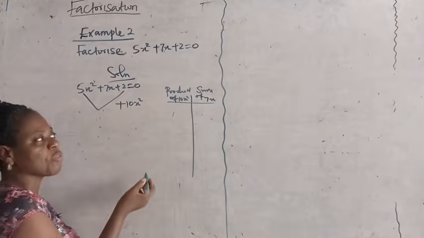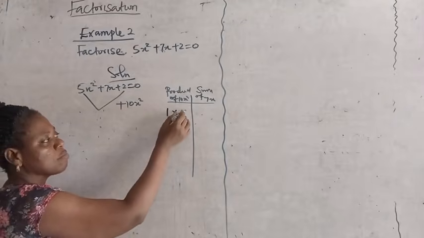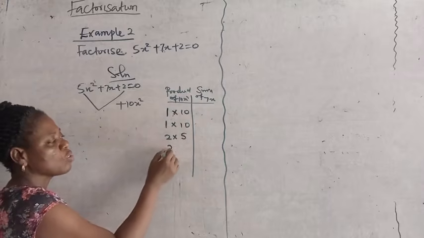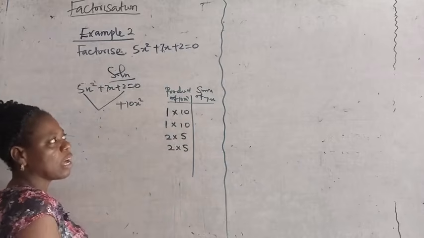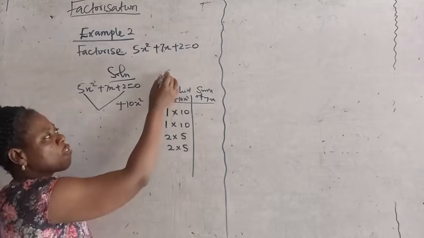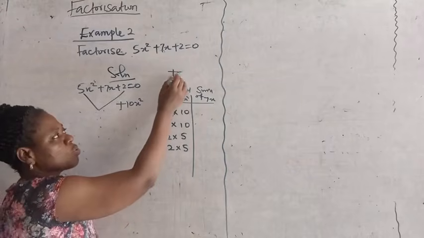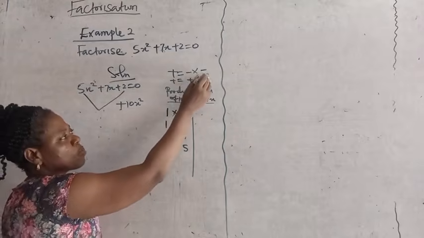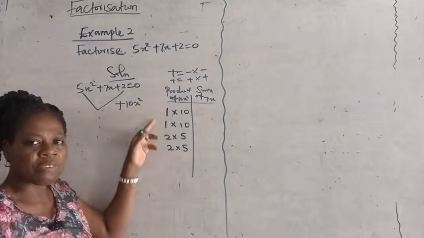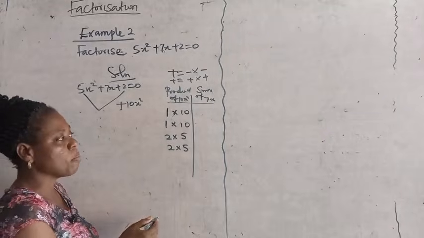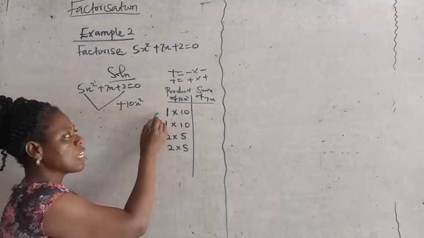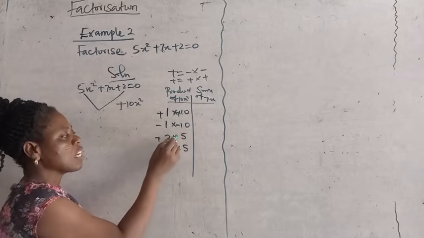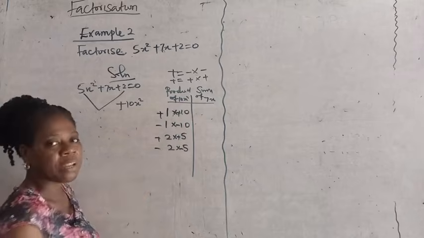And what are the factors of 10? We have 1 times 10, and 2 times 5. And what do we have in front of 10? We are having plus. Plus comes from what? Minus times minus. Plus comes from what? Plus times plus. That is the reason we are having the two signs, the two repeating numbers. And we can say plus times plus, minus times minus, plus times plus, minus times minus.